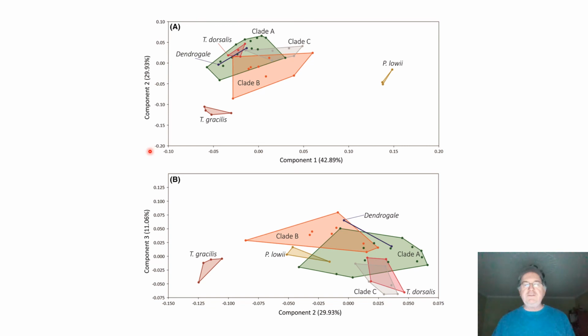And the other neat thing about principal components analysis is that the first principal component, here labeled as component 1, accounts for the largest proportion of the variance in the original data set, in this case 42.89%. The second principal component accounts for the next largest component of the variance. What is it? 29.93%. Here's component 3 versus component 2 in this same analysis. These are a bunch of tree shrews, I believe, where the third principal component accounts for 11.06.